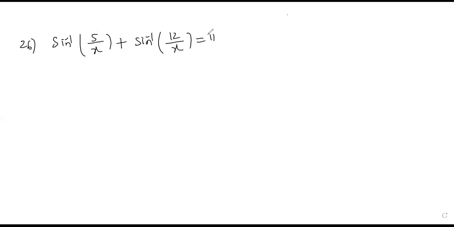Okay, suppose you got alpha and beta, two roots. If alpha is satisfying and beta is not satisfying, then the sum of the roots means alpha only. If both are satisfying, then alpha plus beta is the sum of the roots. Okay, so 24 we already did a similar model problem. So 26, I already gave this hint. So here it is given what? Sine inverse 5 by x plus sine inverse 12 by x is equal to what is given? Pi by 2.